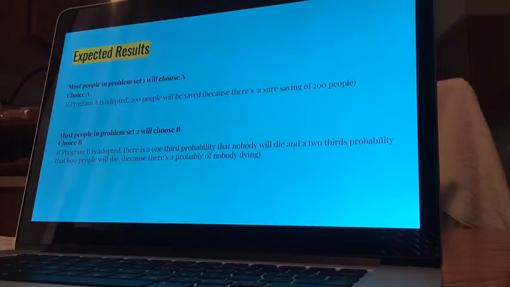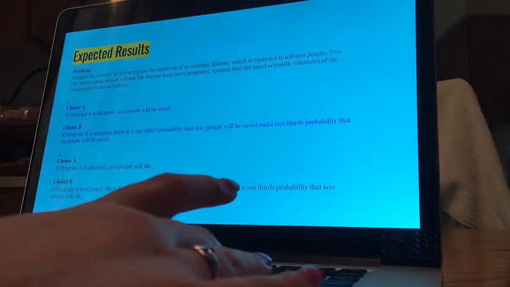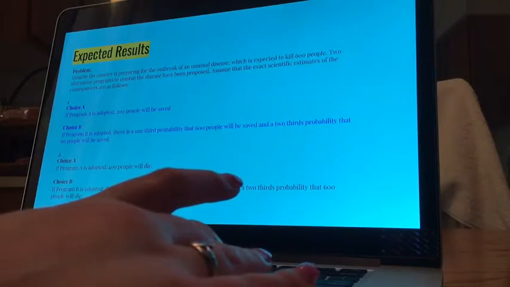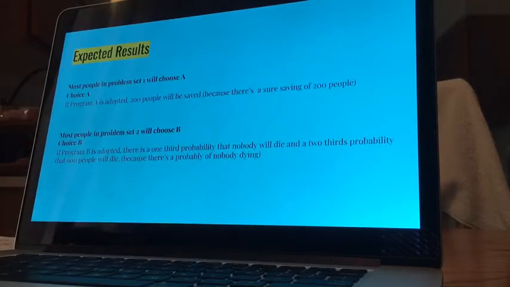So if you saw the first set of options, most people will choose A, which is if program A is adopted, 200 people will be saved, because there's a sure saving of 200 people. But actually the two choices are the same, they're just worded differently. But people will choose A because they see the word saved and they'd rather pick a sure saving of people.